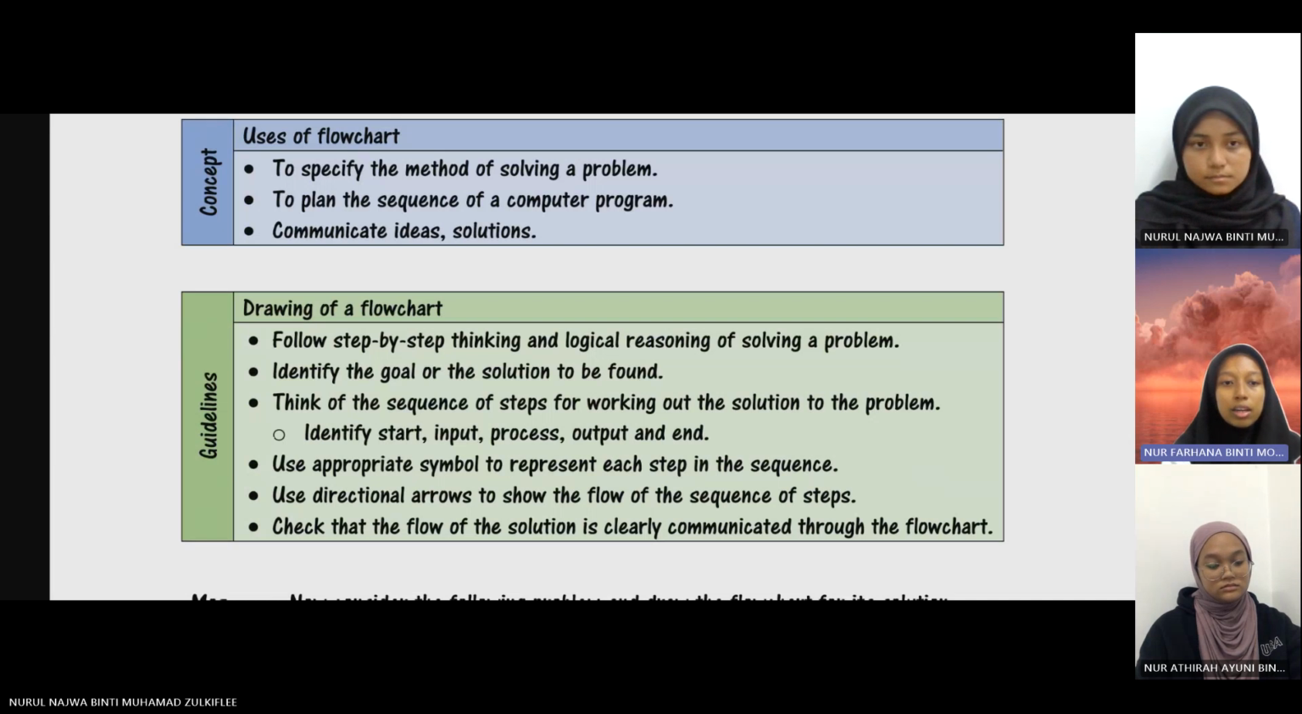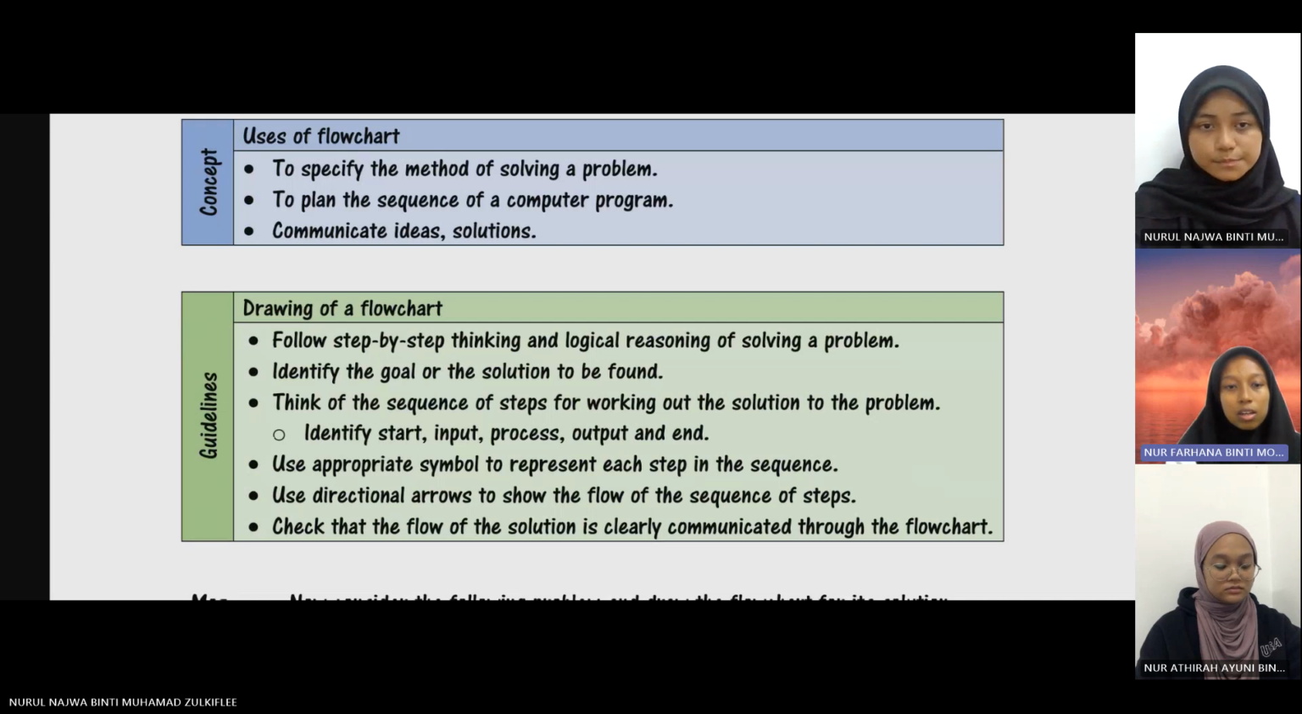We also have guidelines for drawing a flowchart. The first one is to follow step-by-step thinking and logical reasoning of solving a problem, and then identify the goal or the solution to be found. After that, think of the sequence of steps for working out the solution to the problem. Identify start, input, process, output, and end. And then use an appropriate symbol to represent each step in the sequence. After that, use directional arrows to show the flow of the sequence of steps. And the last one is to check that the flow of the solution is clearly communicated through the flowchart.